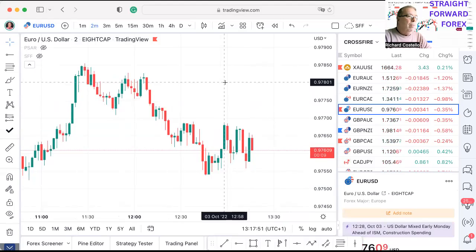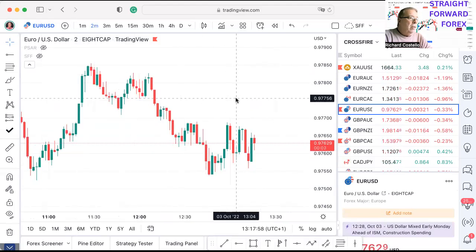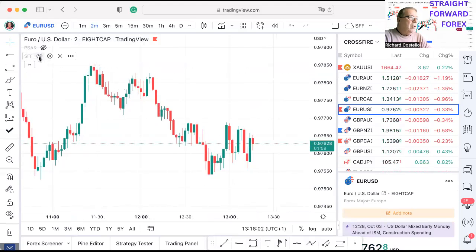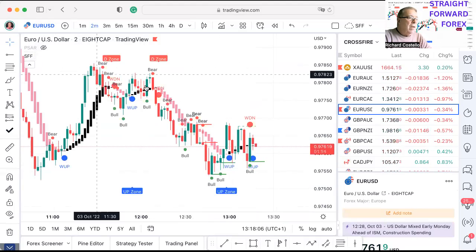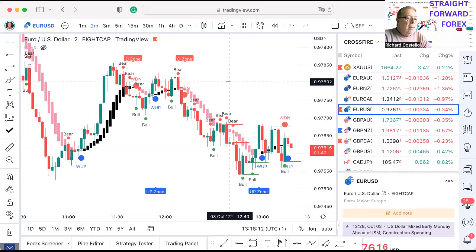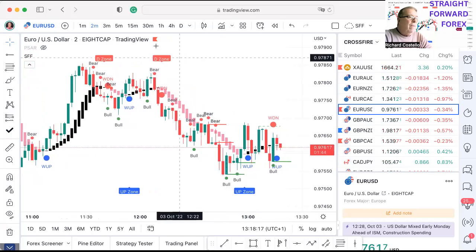It's now Monday, the 3rd of October. When you download Straightforward Forex strategy, you get the indicator, which has a lot of indicators built into it. So as you can see, it might look a little bit complicated. I'm just going to try and break it down for you.